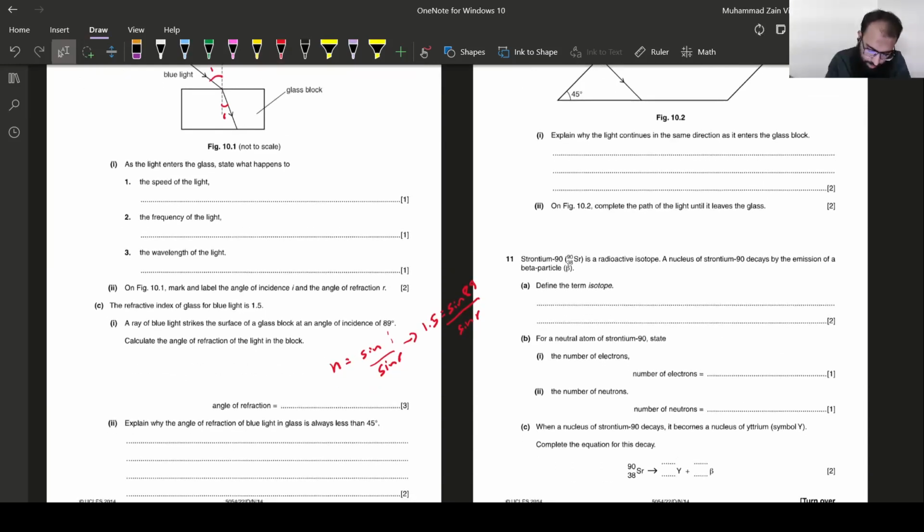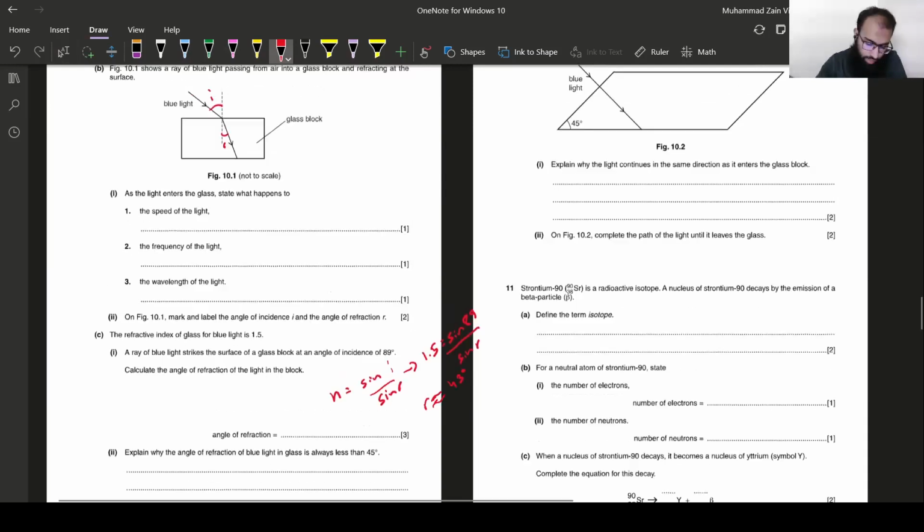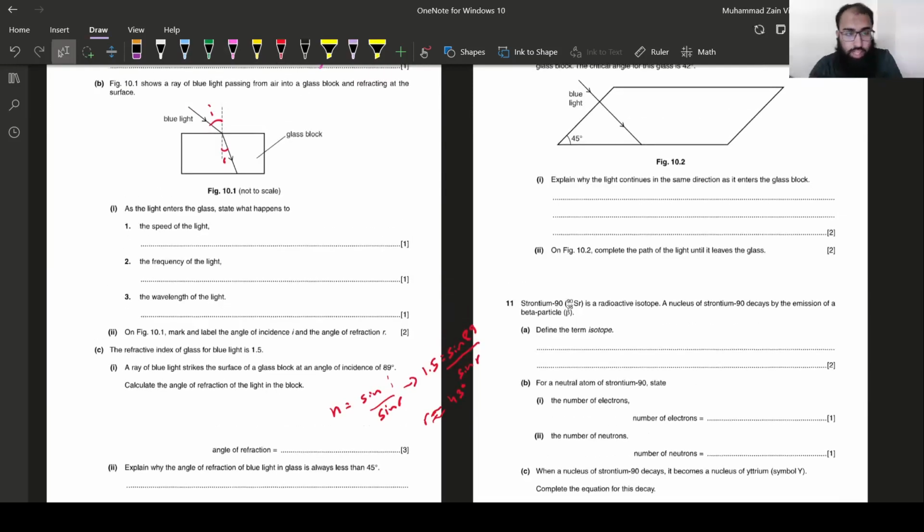And R comes out to be approximately 43 degrees. So that's why they're asking me in the next part, explain why the angle of reflection of blue light in glass is always less than 45 degrees. For an angle of incidence of 89 degrees, the angle of reflection was 43.